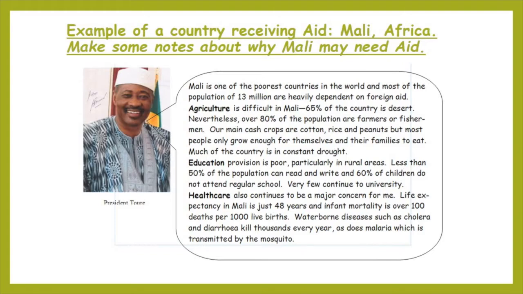And for every 1,000 live births, about 100 children die. So that's 10% of children die before their 5th birthday. That's called infant mortality. And there's waterborne diseases such as cholera and diarrhea. They kill thousands of people every year, and those are curable diseases, as is malaria.